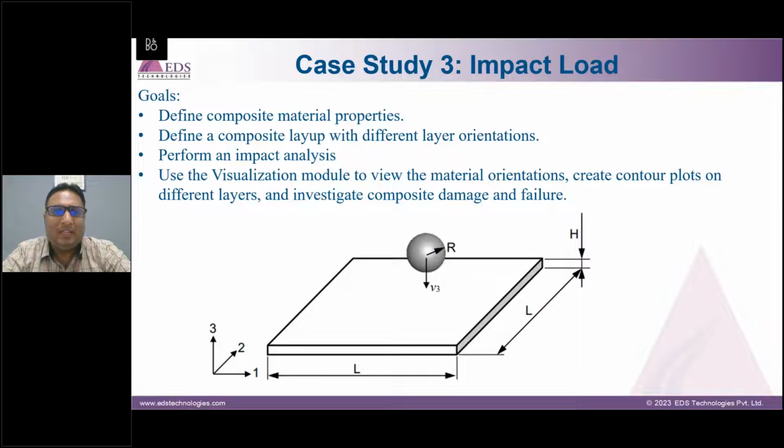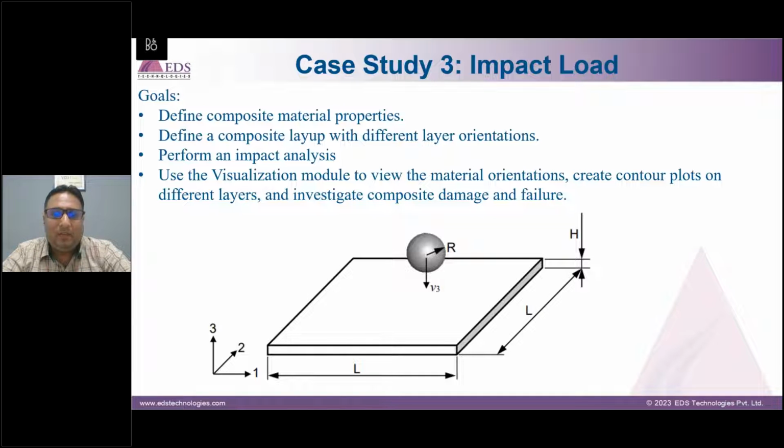Then moving towards case study 3, this is the impact load. In this example, what we have performed is a ball getting a velocity over a particular plate of composites. This is very useful where ballistic kinds of applications are concerned, where you are using a Kevlar fiber and a bullet has been shot and how it will behave.